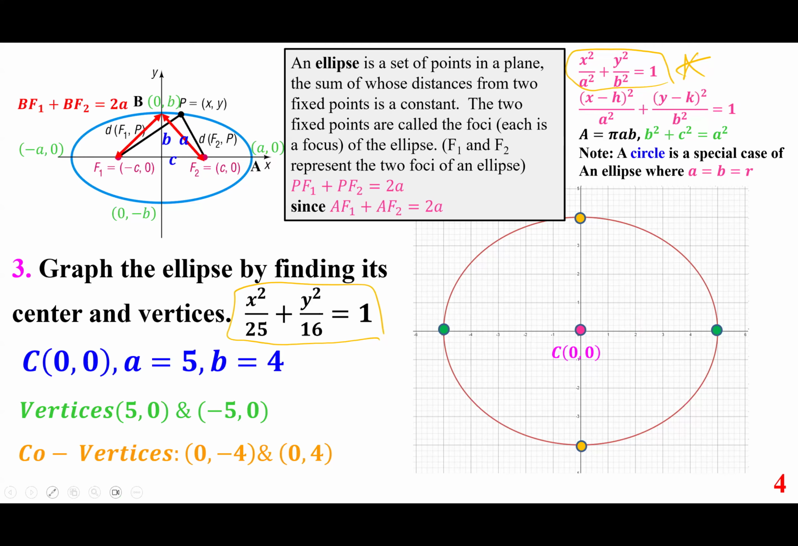Actually, for this one, we can quickly do that. 25 minus 16 is... okay. So A squared minus B squared is C squared. So 25 minus 16 is 9. And C is plus or minus 3. It's the location. So this would be one, and this would be another.